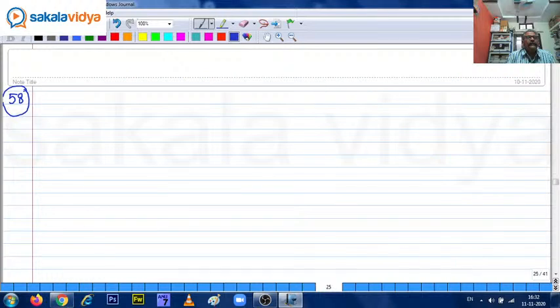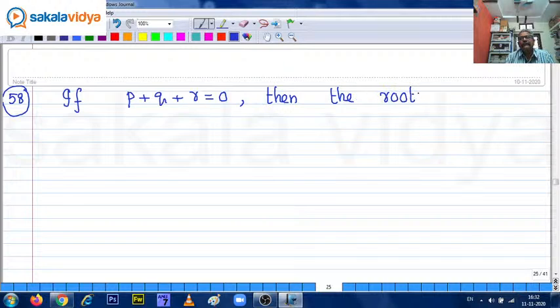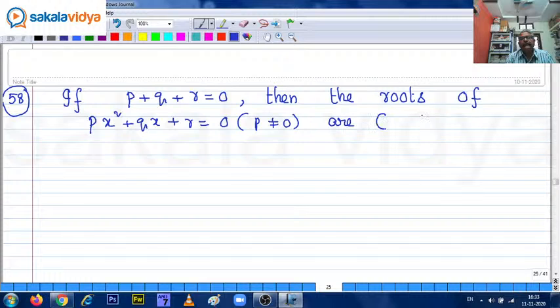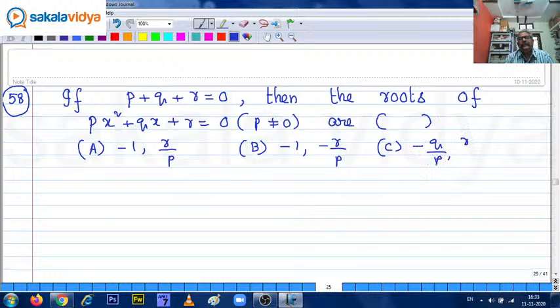Question: if P plus Q plus R equals 0, then the roots of Px square plus Qx plus R is equal to 0, P does not equal 0, are: option A, minus 1 comma R by P; B, minus 1 comma minus R by P; C, minus Q by P, R by P; D, 1 comma R by P. So which is the right option?